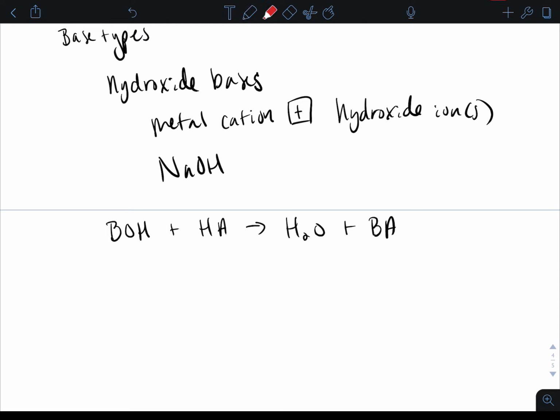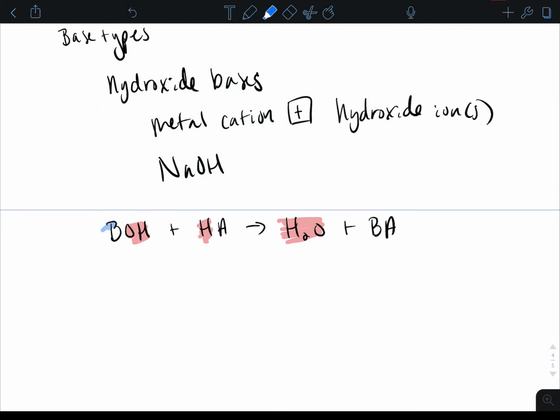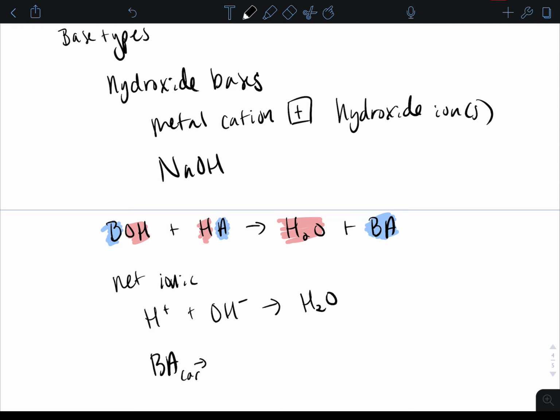So we've got hydroxide and that hydrogen combine to produce water, and then we have our B and our A combining to produce our salt. Our net ionic here is going to be H plus OH minus goes to H2O, and generally your BA is going to be aqueous, so these are going to be spectator ions.